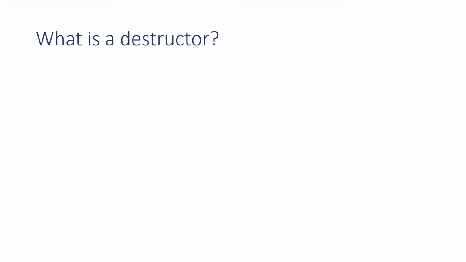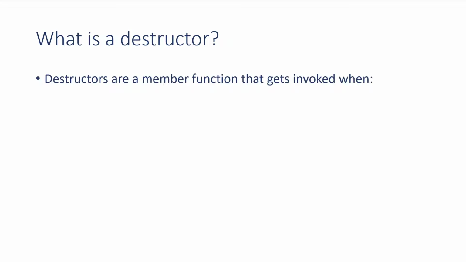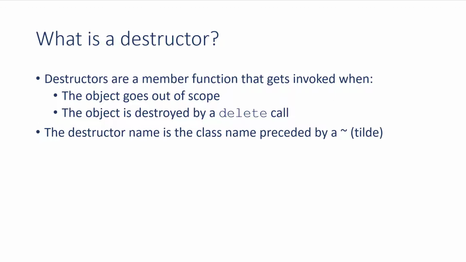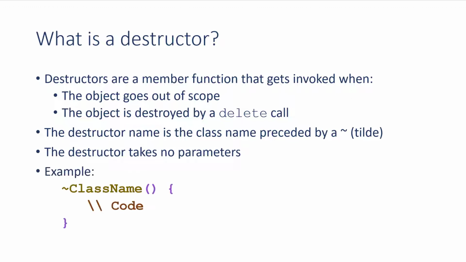So what is a destructor? Destructors are class member functions that get invoked when the object goes out of scope or when the object is destroyed by a call to the delete function. The name of the destructor is the class name preceded by a tilde, and it takes no parameters. So for example, this would be how you would declare a destructor for a class called className.